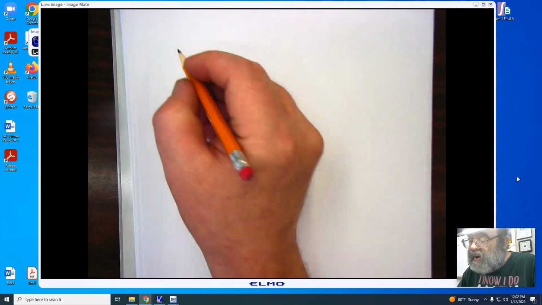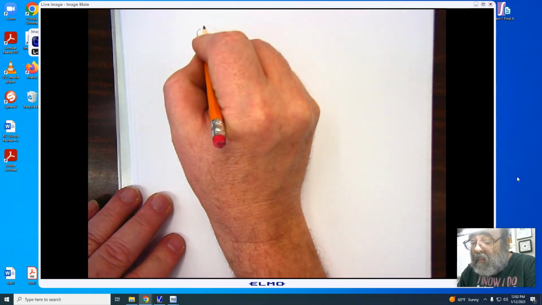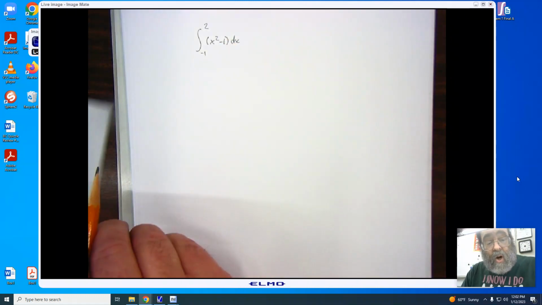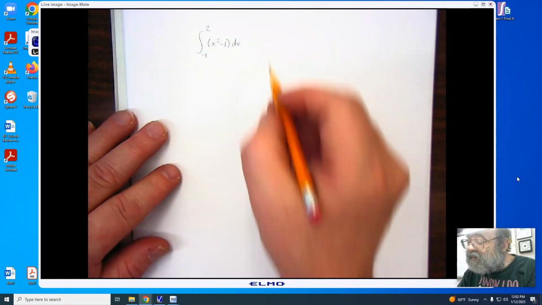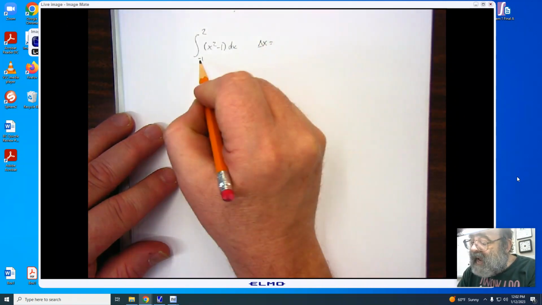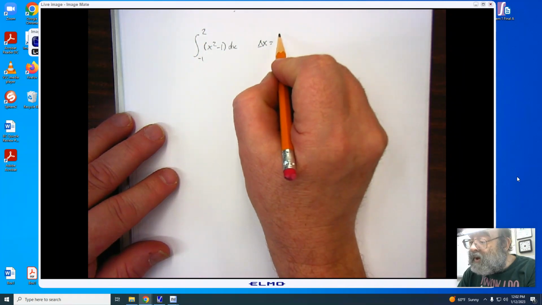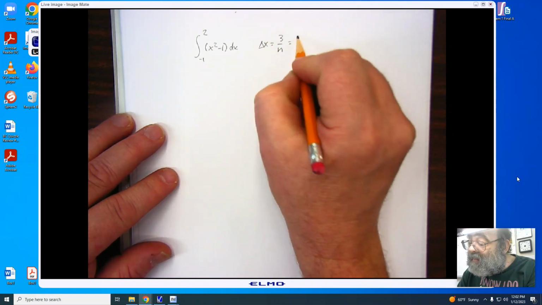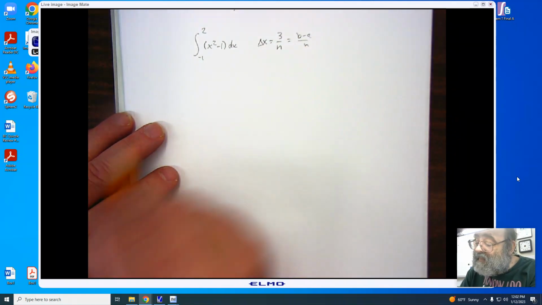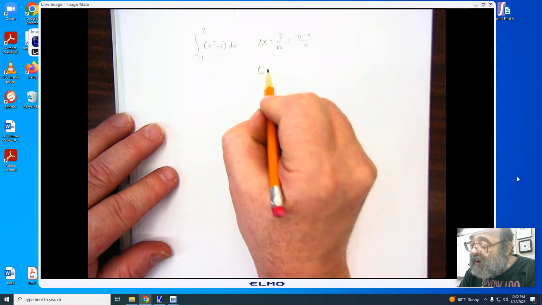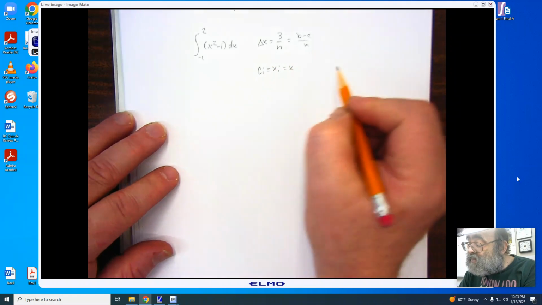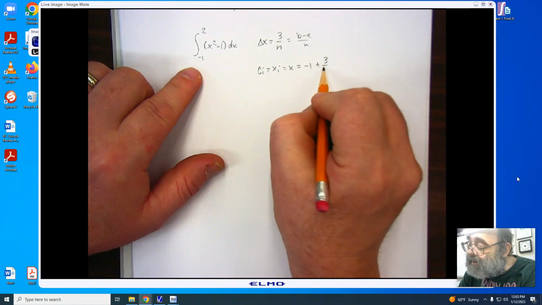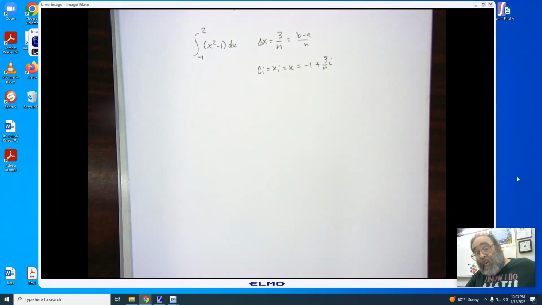So we're going to start off with number 2. That is the integration from negative 1 to 2 of x squared minus 1 dx. And we have to start by figuring out what is our delta x. Delta x is the gap between negative 1 and 2, which is 3 over n. And just a reminder, this is also b minus a divided by n. Gives you the same thing. And we're looking for our c sub i, which is the x sub i, or the x within this problem. And this is going to be my first term, negative 1, plus delta x times i. This is what we're going to put in.